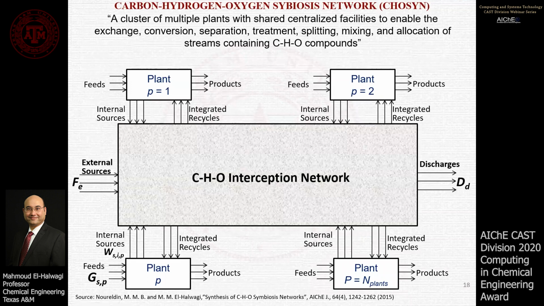A special case of an eco-industrial park is referred to as the carbon, hydrogen, oxygen symbiosis network, or CHOSEN for short, which has been introduced by my former student, Dr. Muhammad Nuruddin. Here, the focus is on hydrocarbon processing, and in addition to simply exchanging chemicals, we can actually convert them to other chemicals and use atomic-based targeting to set the solution for the whole EIP. So let's watch this video and learn a bit more.